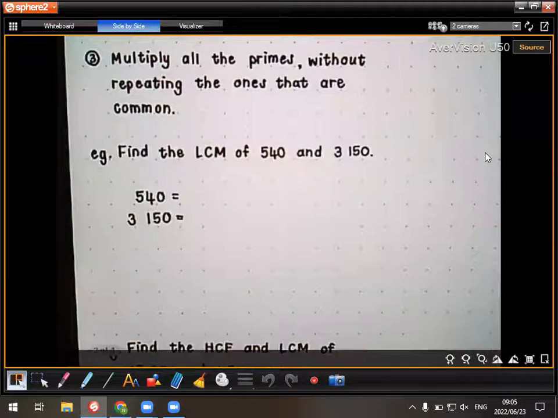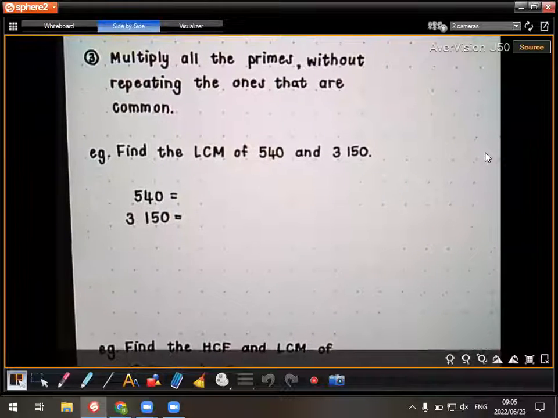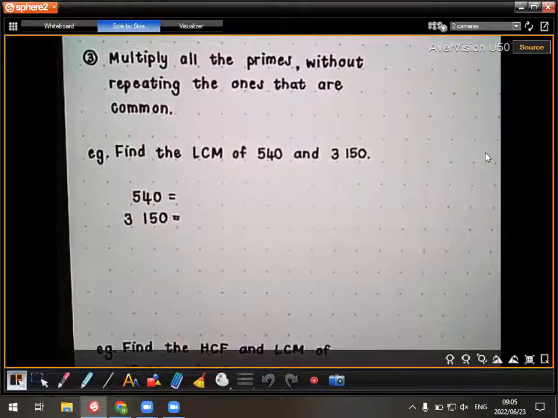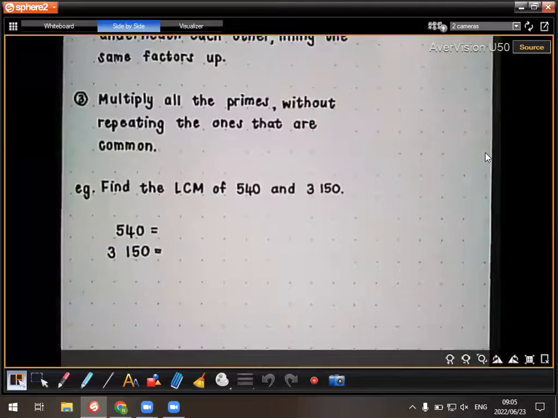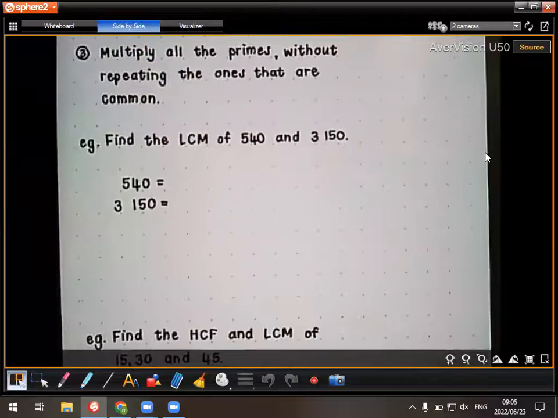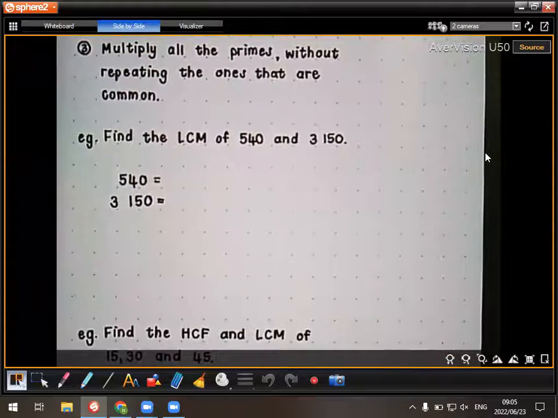All right, so for example, find the LCM of 540 and 3,150. Guys, those are the two that we did yesterday already. We've already done their factor ladders, so we're not going to do that again. What I'm going to show you now is how to line the factors up.